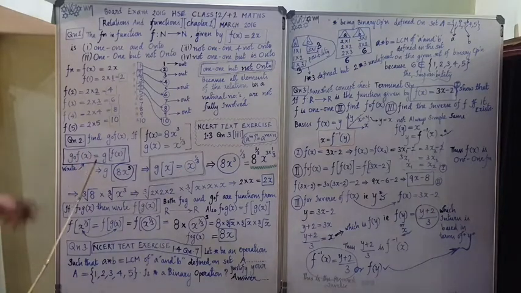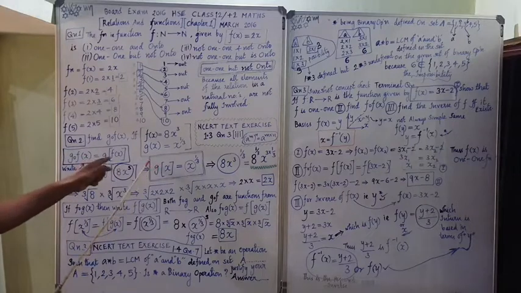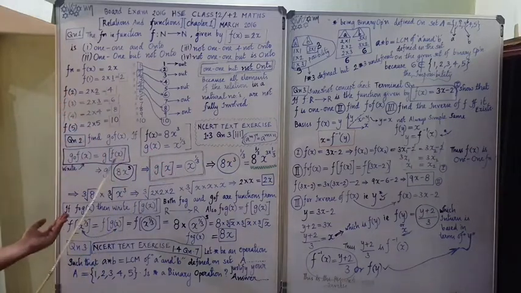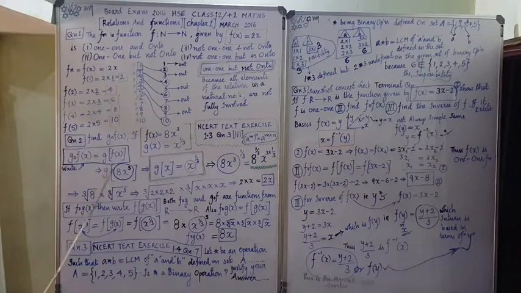So g of f of x can be written as g of a big square bracket in which f of x is taken, that is, f of x is substituted in the function g of x. That is what is called the function of a function. I have written this notation as g of square bracket f of x. Then f of x is given as 8x cube.